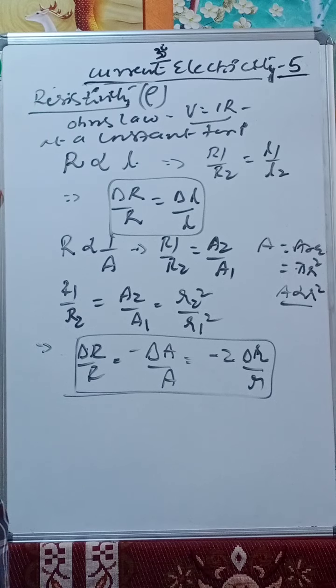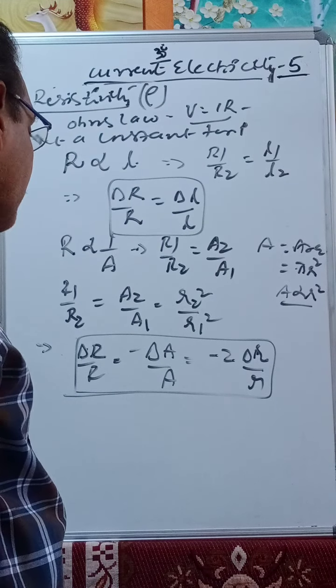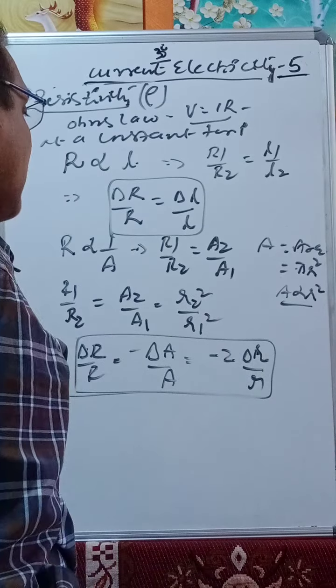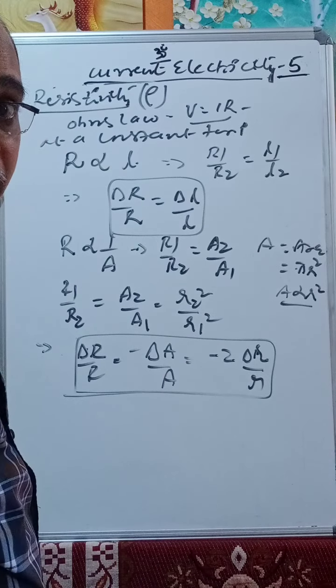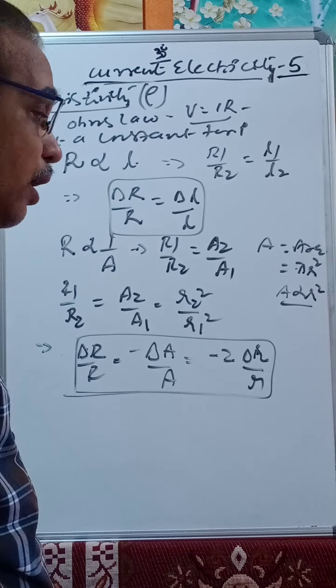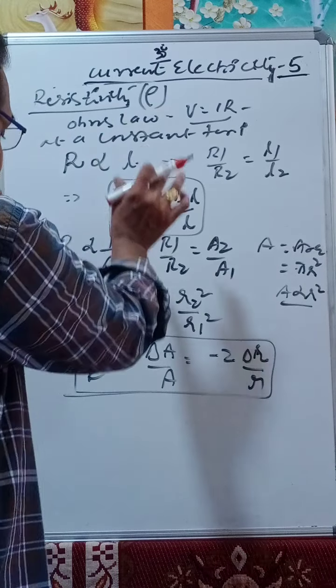Delta R by R is equal to delta L by L, and delta R by R is equal to minus delta A by A, and as A is proportional to r square, where r is the radius, that is equal to minus 2 into delta r by r. It is something like this.